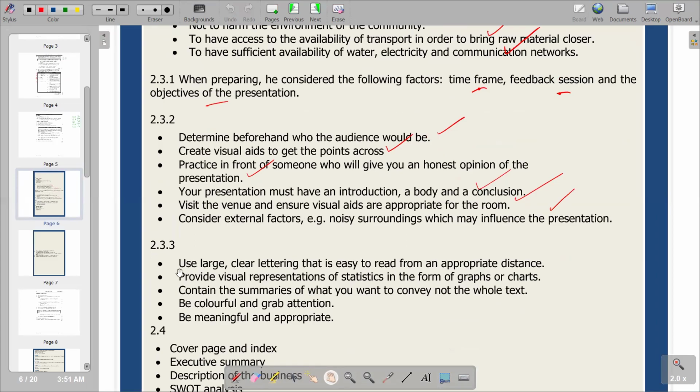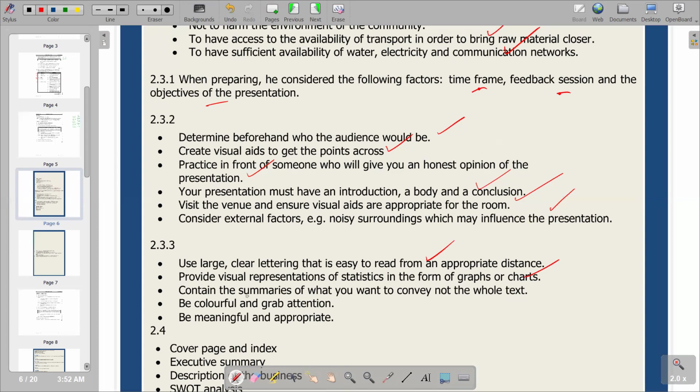We have the first one, which is saying use large clear lettering that is easy to read from an appropriate distance. This makes you able to transmit the information that you want to give to your audience so that they can understand. So very important. This becomes our first point. The second point is saying provide visual presentations of statistics in the form of graphs or charts. So if the information is presentable in graphs or charts, present it in that form so that the audience can understand it better.